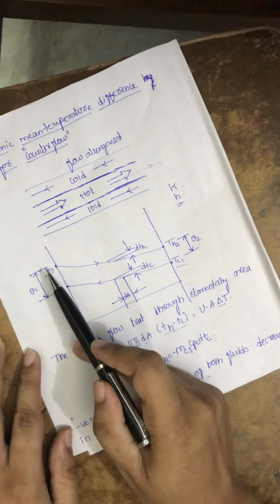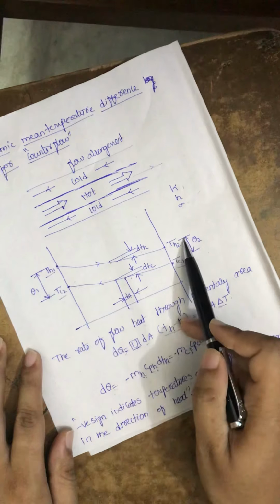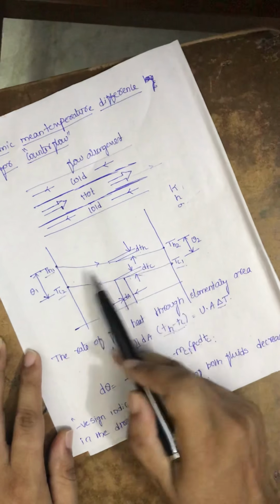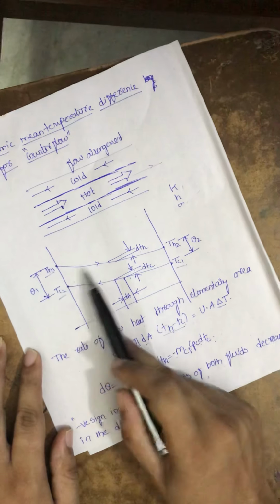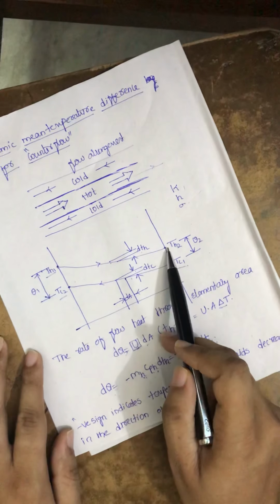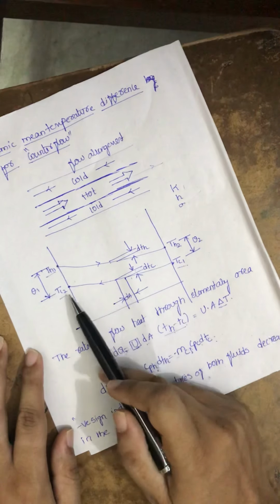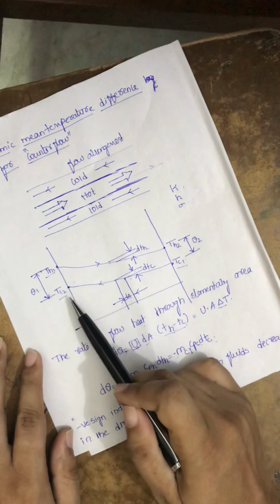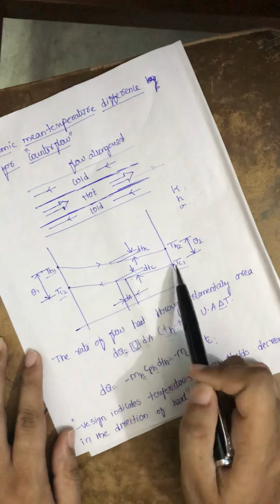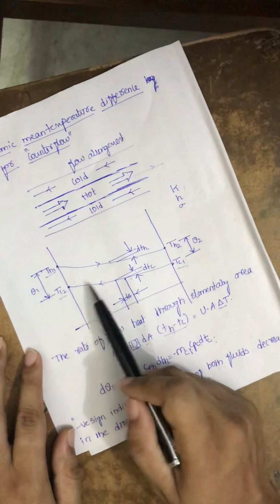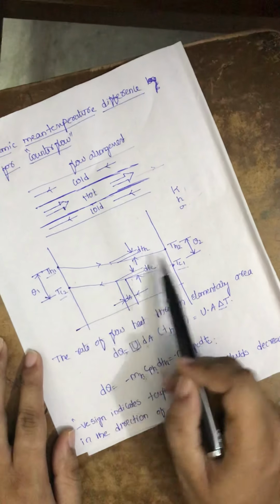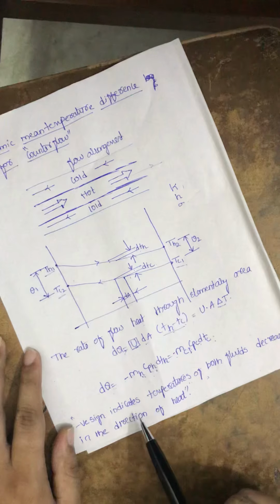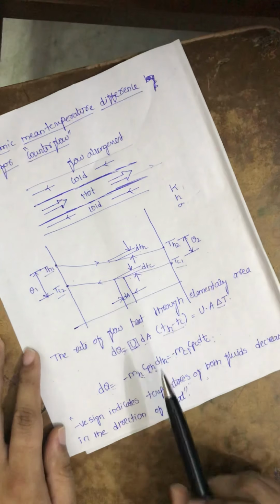If you see, the heat is transferring from this point to this point, so this is the direction of heat. In the direction of heat, the hot fluid temperature is decreasing, and the cold fluid temperature is also decreasing, because this is Tc2 and this is Tc1. Tc2 is greater than Tc1, so in the direction of heat, for both fluids, temperature is decreasing. So we are taking a negative sign for both.